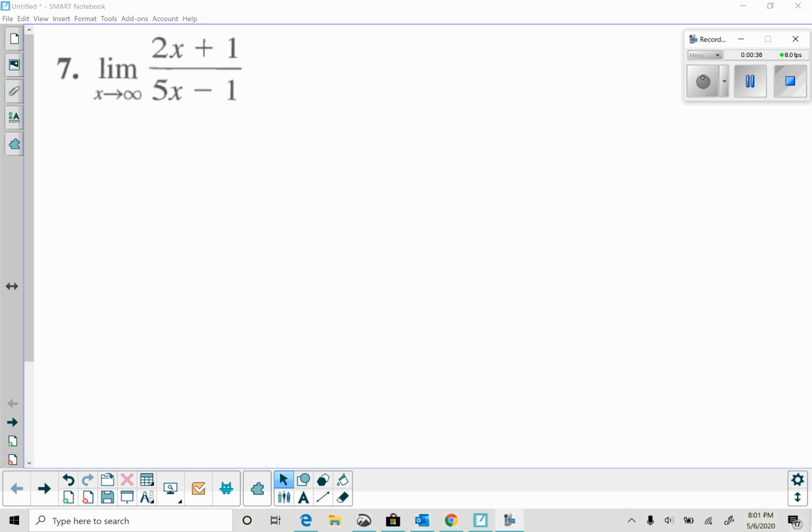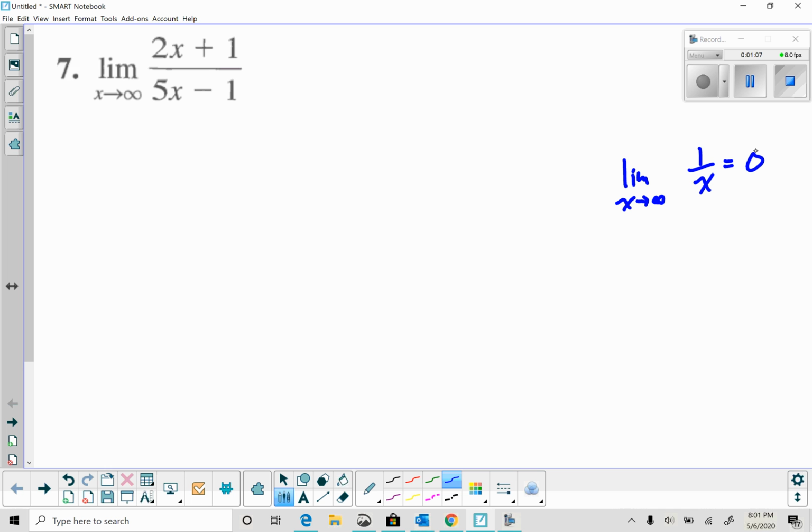All right, so we're looking for the limit as x approaches infinity of this lovely expression here, 2x plus 1 over 5x minus 1. Now again, one of the key formulas you should have picked up from section 4: the limit as x approaches infinity of 1 over x becomes 0. Okay? Well, what does that have to do with problem number 7?